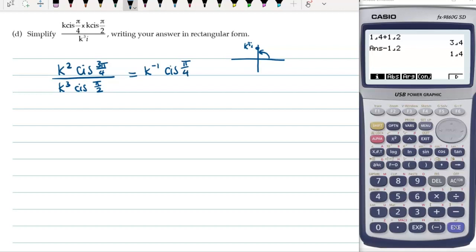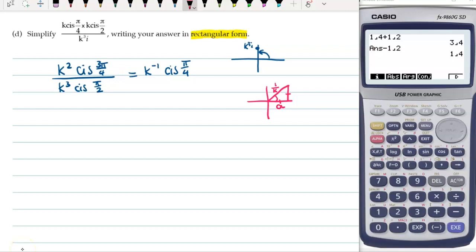Now we want our answer in rectangular form. So again, thinking about the Argand diagram, where is that going to be? Well, pi by 4 is just here. It's on that 45-degree line, so the real and imaginary parts will be the same. Think of it as a little triangle with equal sides there, and an angle of pi by 4. The modulus is k to the minus 1, which is 1 over k.